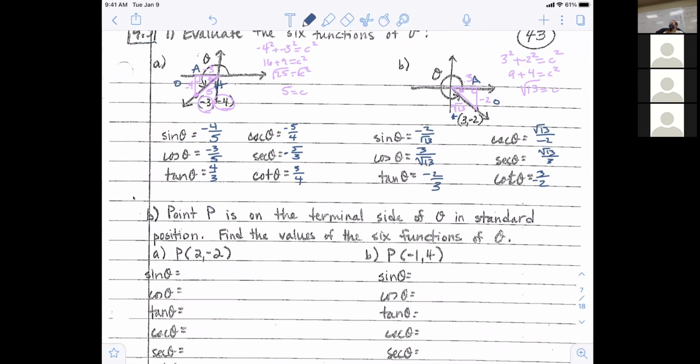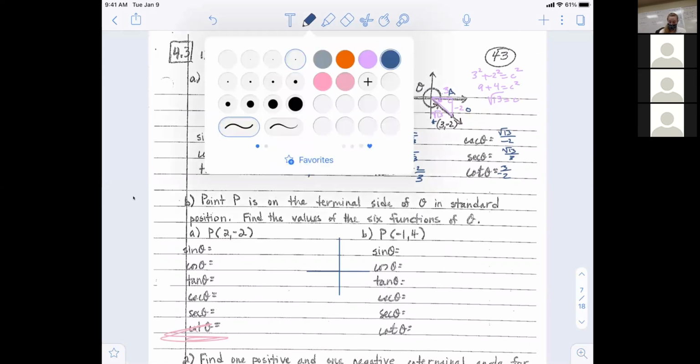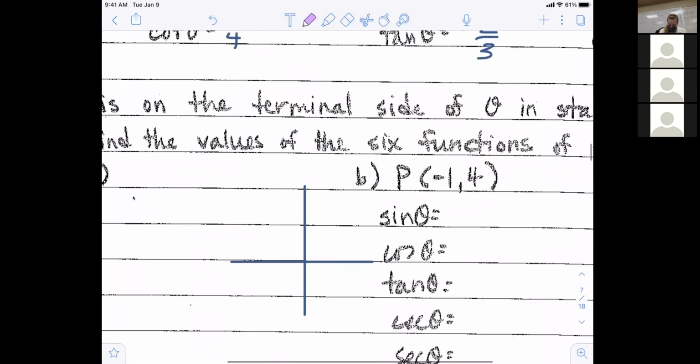This one just tells me point P is on the terminal side in standard position. That just means I'm going to draw a picture just like I did before. I'm drawing a nice little coordinate plane, and I'm going to put point P where it belongs. Where should 2, -2 be? Which quadrant? Fourth quadrant. 2, -2. So my terminal side is the diagonal, the hypotenuse that cuts through my triangle.